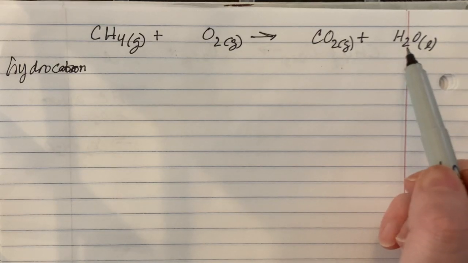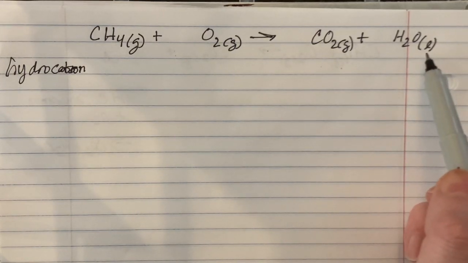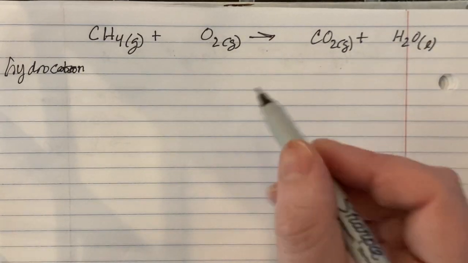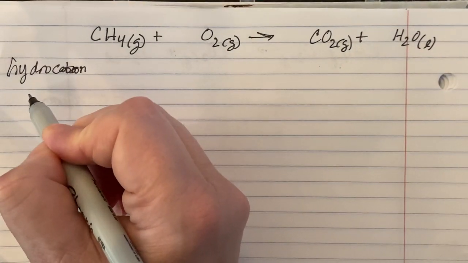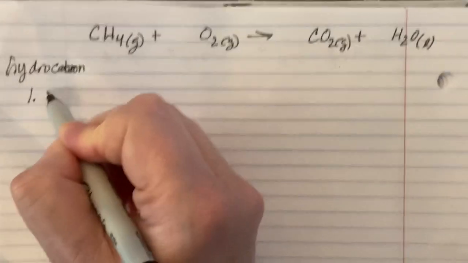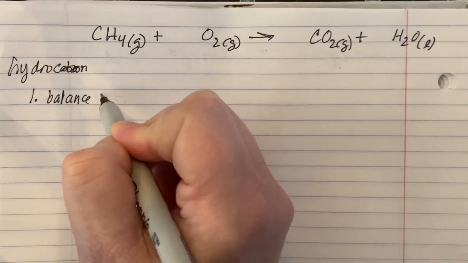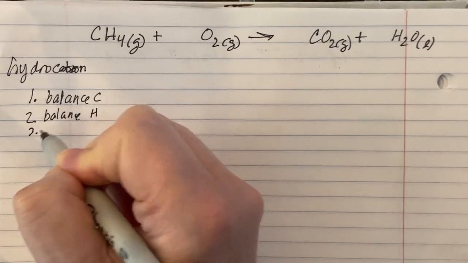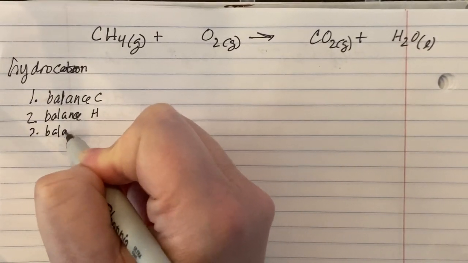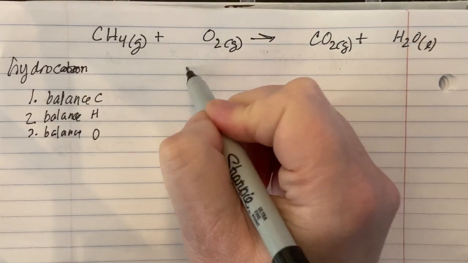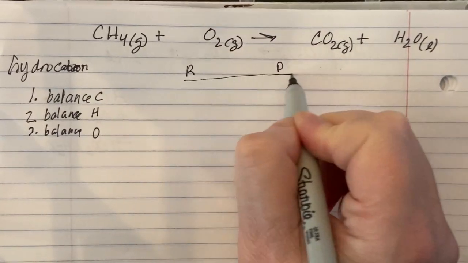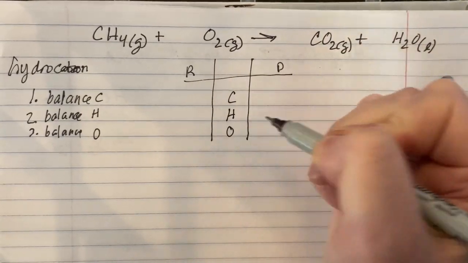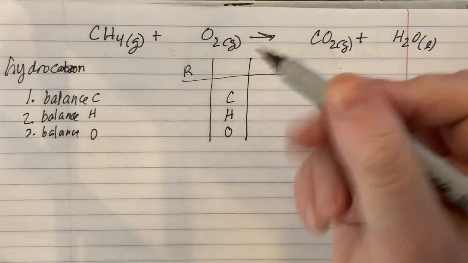And notice with these state symbols, water is not aqueous because it's not dissolved in something else. It's a pure substance, so it's a liquid. When we do any combustion equations, the order is always the same. Balance the C, balance the H, balance the O. So when you're doing your reactant and product table, make it easy to remember. Always do CHO here because that way you don't make any mistakes in the order.